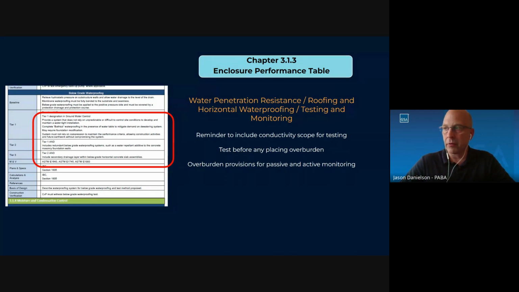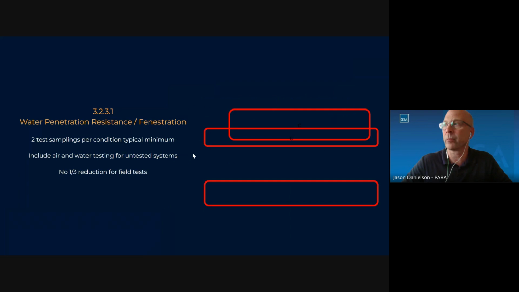It's calling out to test before placing any overburden, and that there may be overburden provisions for passive and active monitoring. You can hook up the ELD, and passive meaning you can bring the equipment back out later, but you actually have the grid or the conductive membrane installed and the links set up, and you can bring that equipment out. Active monitoring would be hooked up to your BAS system.